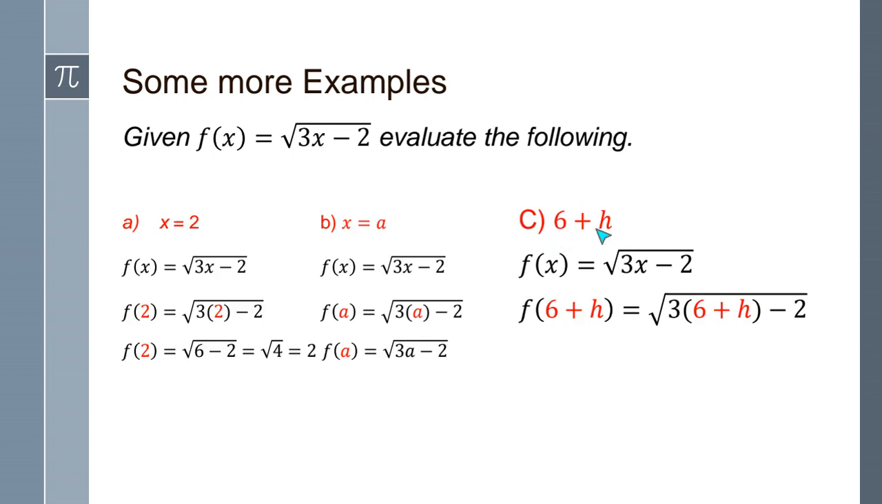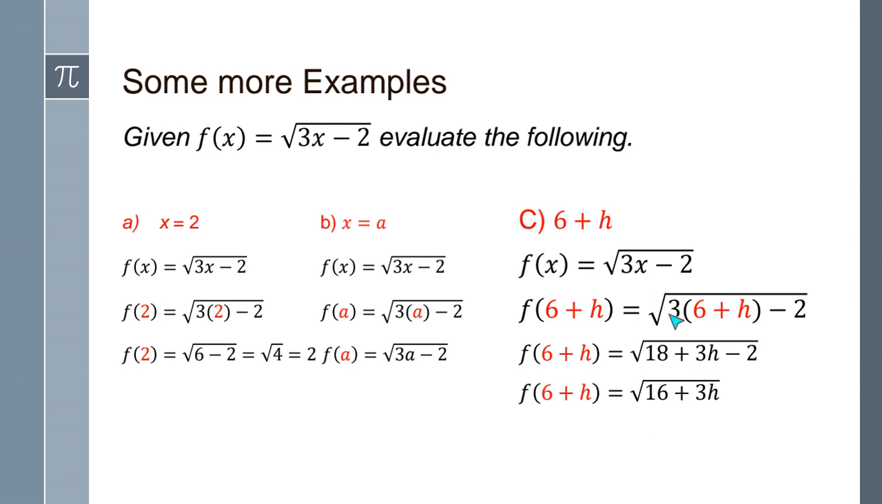And then for 6 plus h, we want to replace everything in the parentheses for x. So wherever I see my x, I'm going to replace it with 6 plus h, and then we're going to simplify. So 3 times 6 is 18. 3 times h is 3h. And then we have our minus 2. And so 18 minus 2, I can combine those, and that gives me 16 plus 3h.